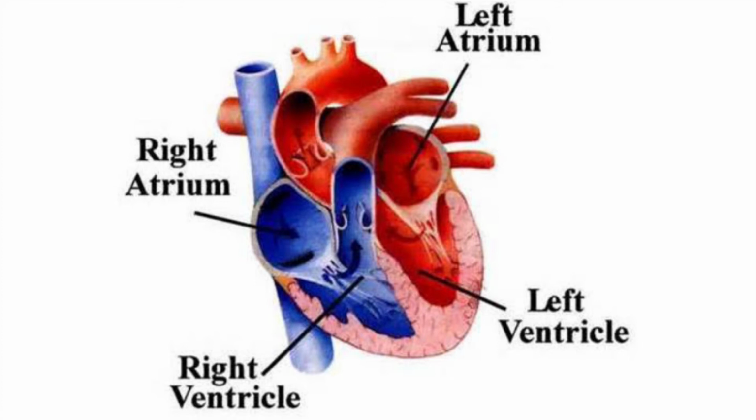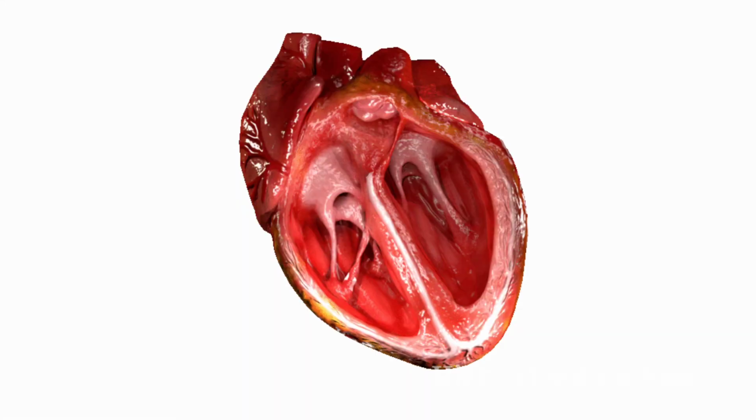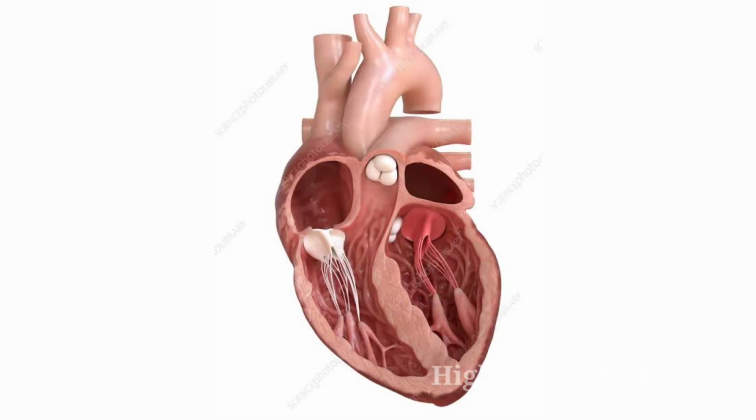Now look at the ventricles. The two chambers present at the bottom of the heart are called the ventricles. The ventricles are thick walled and larger than the auricles. The right and left chambers of the ventricle are separated by an interventricular septum, which prevents the mixing of oxygenated and deoxygenated blood in the ventricles.